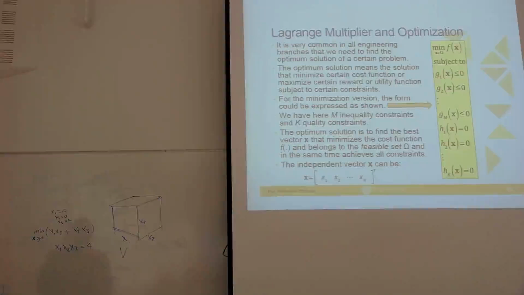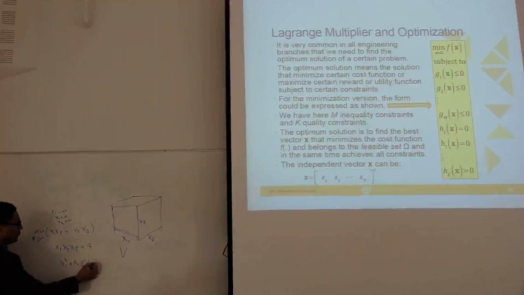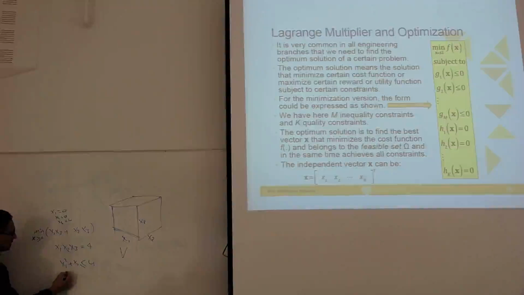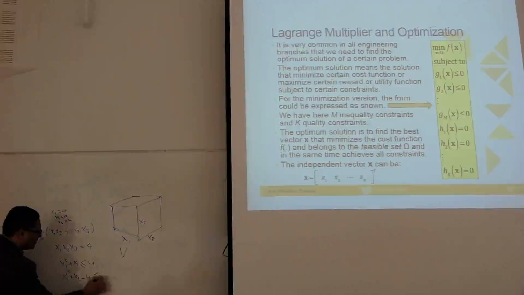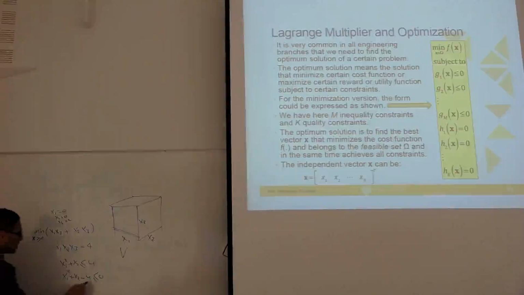In case that you have an inequality, let's say we have x1 squared plus x2 should be less than or equal to 4. We should put it in the same form like this, because we will continue with this in the course. So simply it will be x1 squared plus x2 minus 4 should be less than or equal to 0. So now we have the same form.